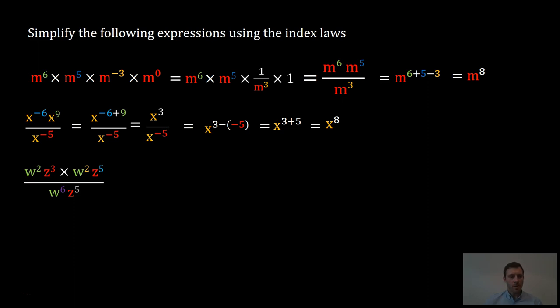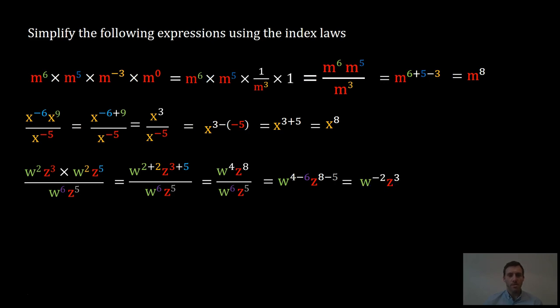Here we've got a lot of multiplication on the top, so we can add the powers for the w's and add the powers for the z's, and that simplifies. So we can subtract the bottom powers from the top powers, so we get w to the power of 4 take 6 times z to the power of 8 take 5, and that simplifies to w to the power of negative 2 times z to the power of 3. Now we rewrite this with a non-negative power, and we've got z to the power of 3 divided by w to the power of 2.